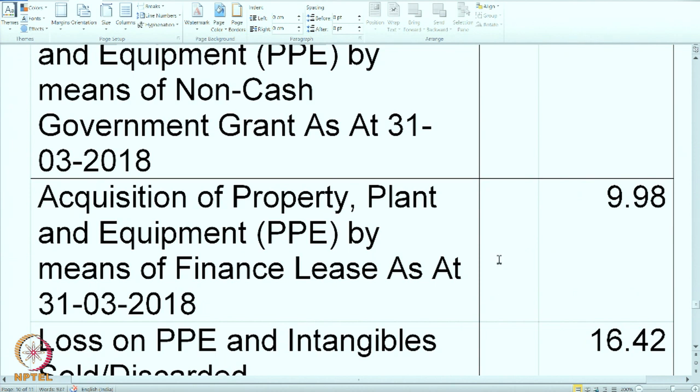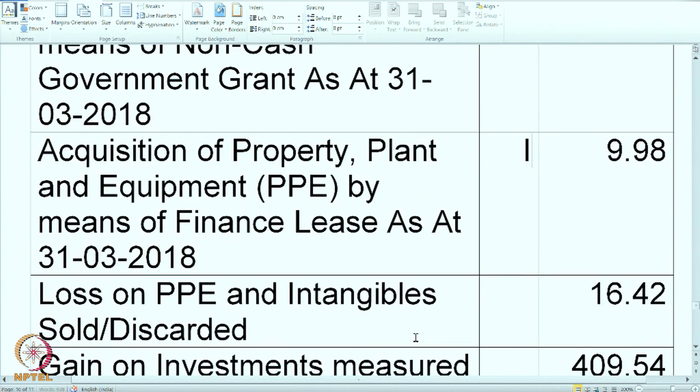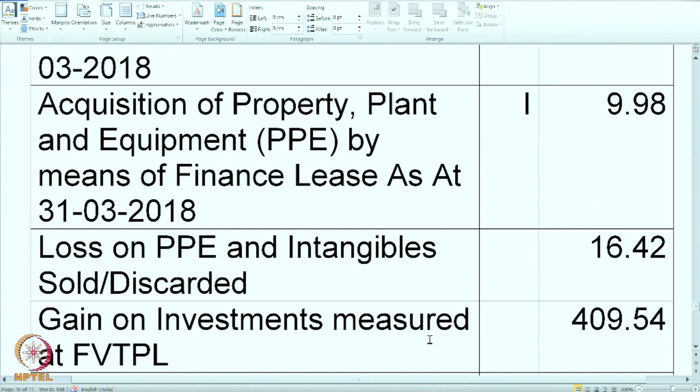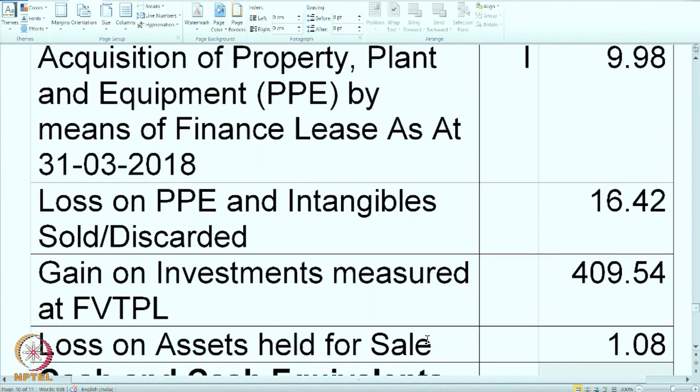Acquisition of property by means of financial lease. Acquisition is being made by lease, but still it is an acquisition in cash terms, so we will mark it as I. Loss of PPE, PPE refers to property, plant and equipment, and intangibles sold or discarded. That means old fixed assets are being sold or discarded. We have received some small amount of cash, so it is an I.